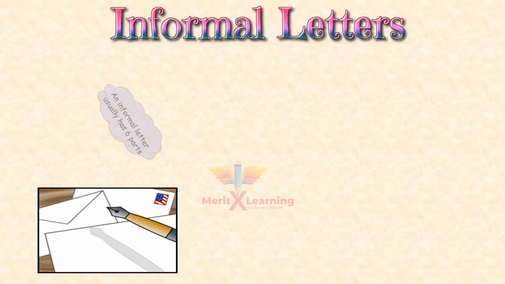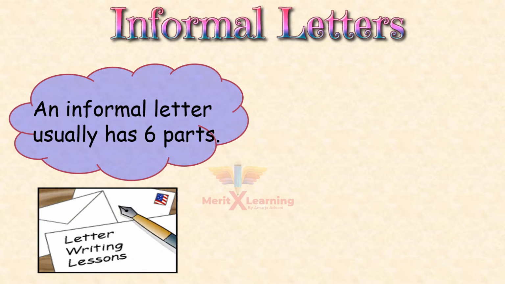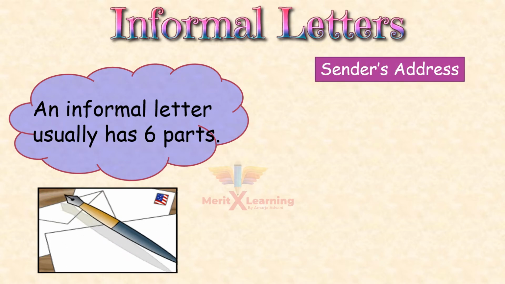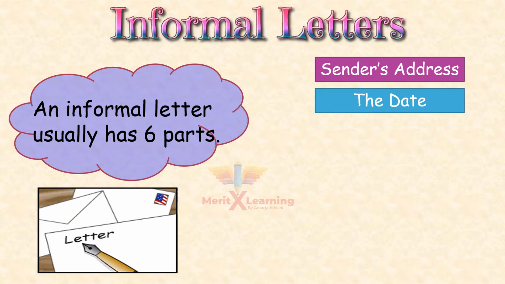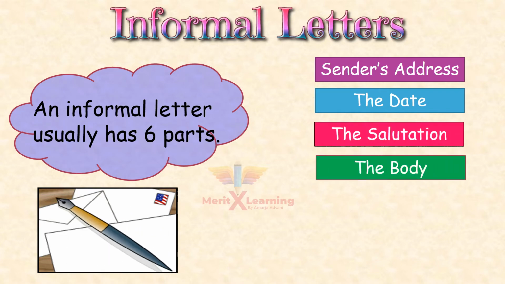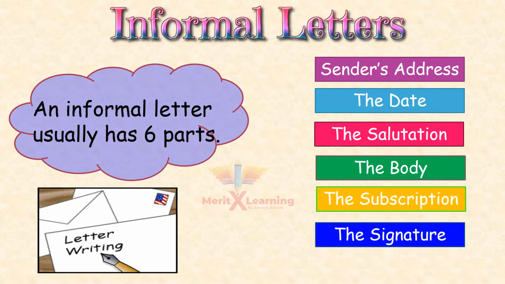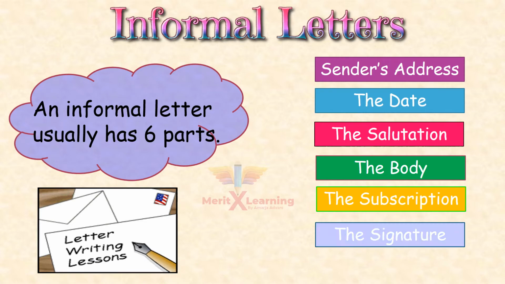Okay, an informal letter usually has 6 parts. Let us have a look at them one by one. The first is the sender's address. The second is the date. The third part is the salutation. The fourth part is the body of the letter. The fifth part is the subscription. And the last part is the signature.